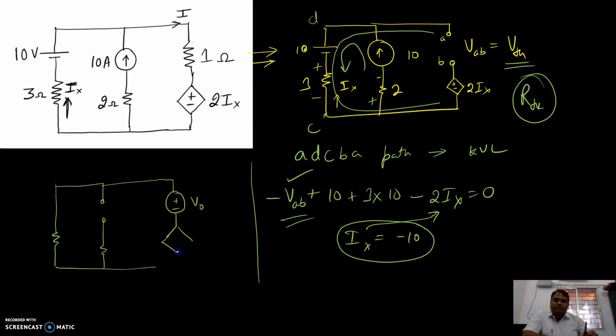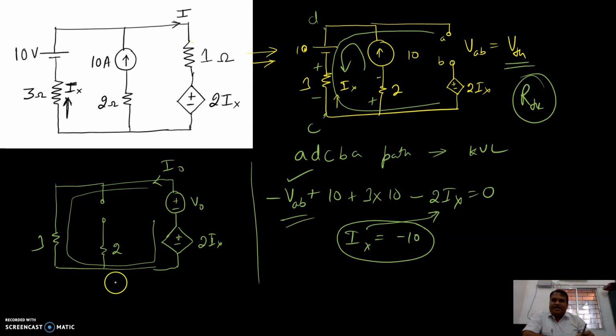You will take a voltage V0, with the plus minus 2Ix over here, because dependent sources you will not remove, and let us say I0 is the current. So this circuit is now a very simple circuit. Now the current will go through that and move along a path like this.